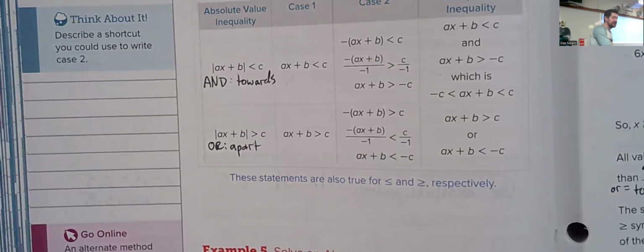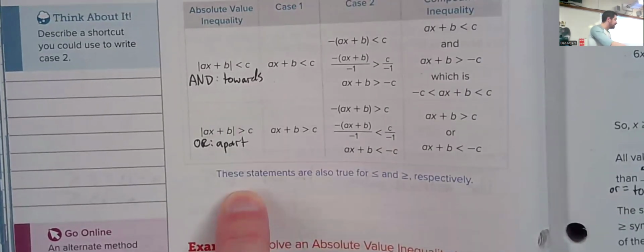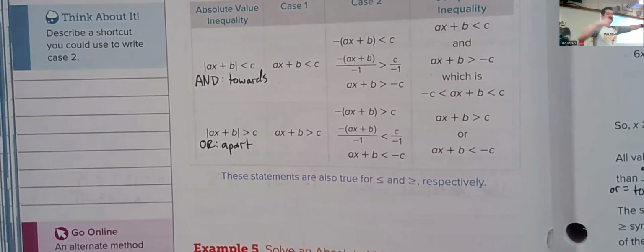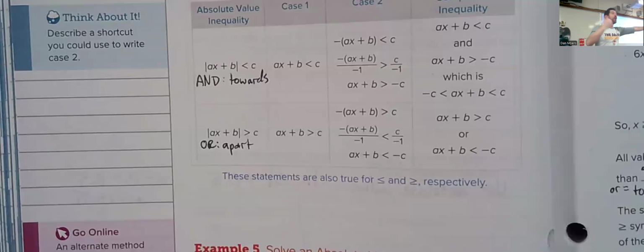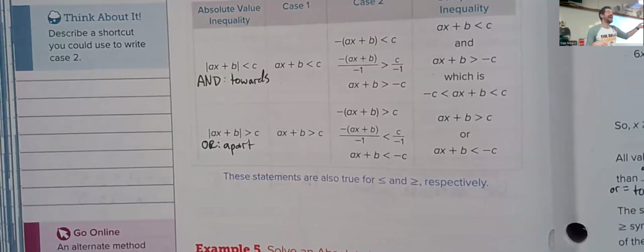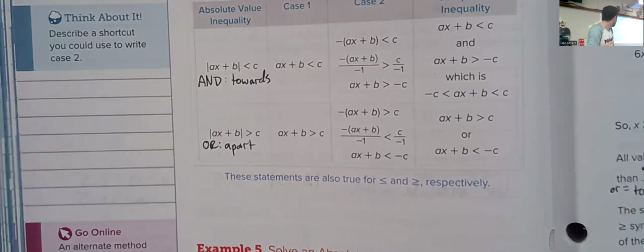If it is greater than, you might remember, then that means it is an or statement, meaning it's either this or that. So if it was 5 and 0, it would have to be greater than 5 or less than 0, because there is no such number that is both greater than 5 and less than 0. So it has to be one or the other. That's what we talked about with absolute value inequality.